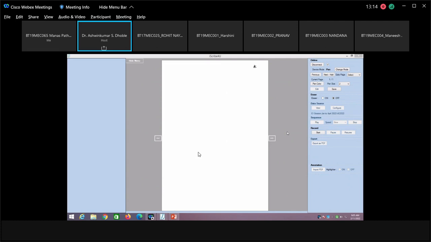So what do you expect in a pneumatic brake system? Block diagram of pneumatic brake system. The moment we say pneumatic, we understand that it is basically air. So the fluid used is basically air in this kind of system.